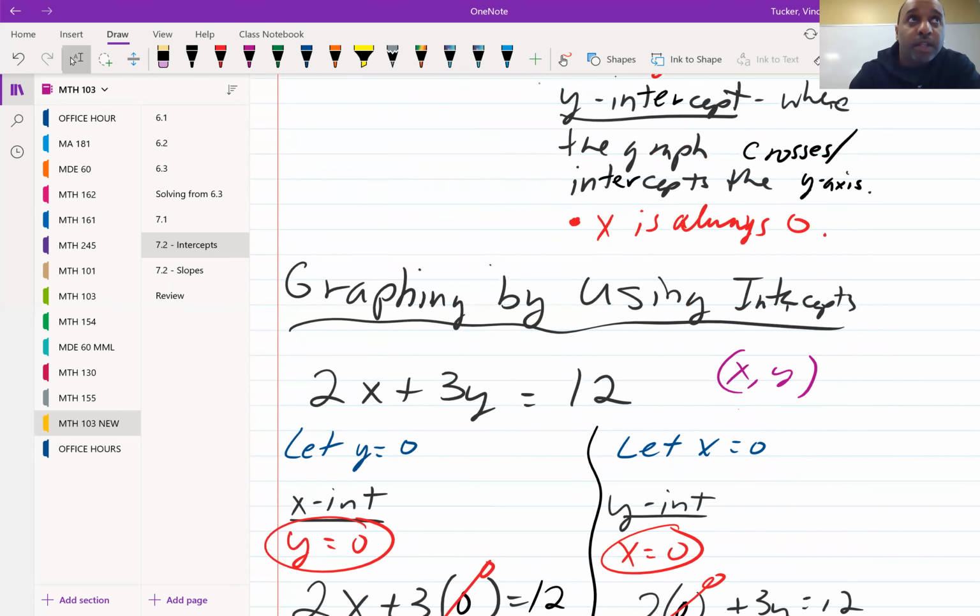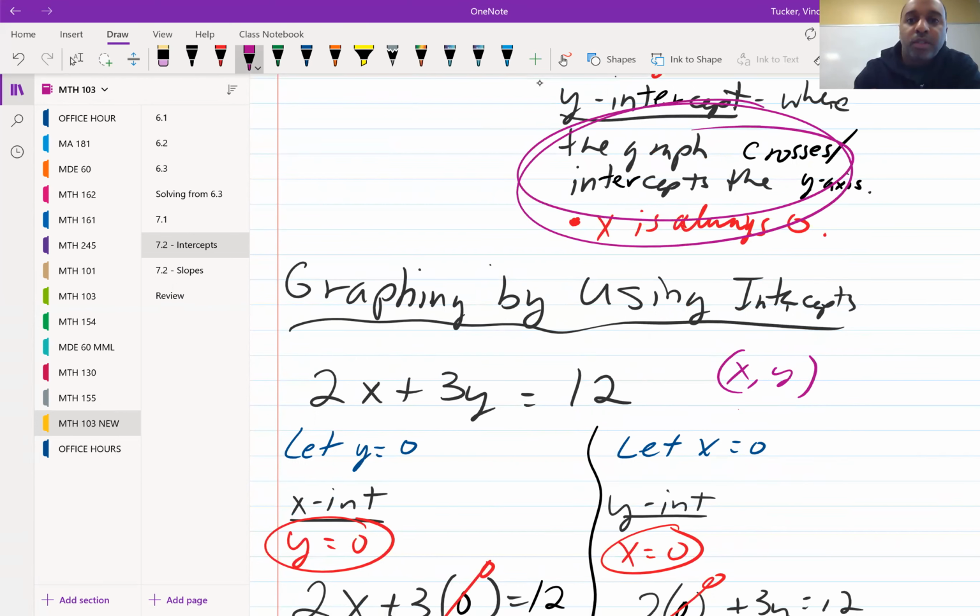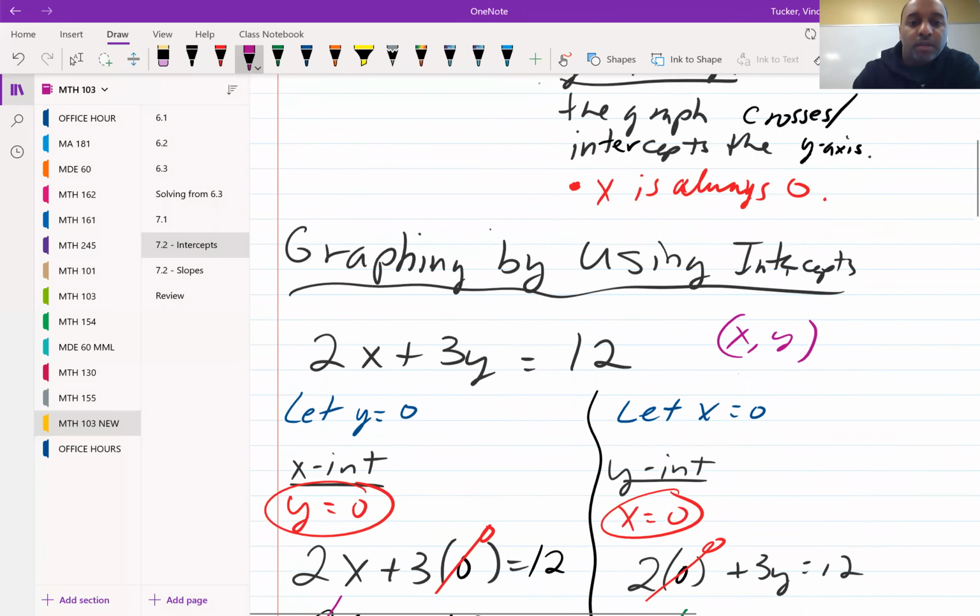Is anybody holding on still to the x, y-intercept up here? Anybody holding on to this? All right.